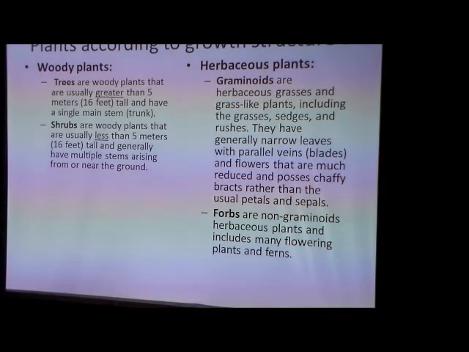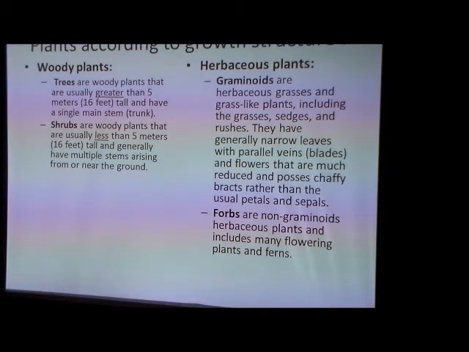What I did like about this definition is dividing woody plants, trying to tell us whether something is a tree or a shrub. And this is hard to say, because sometimes we call them a tree and sometimes we call them a shrub when they get into that 16-foot area. But mainly a tree has a main single stem trunk, and a shrub has multiple stems arising from or near the ground.